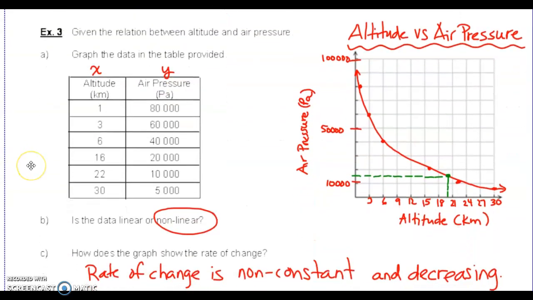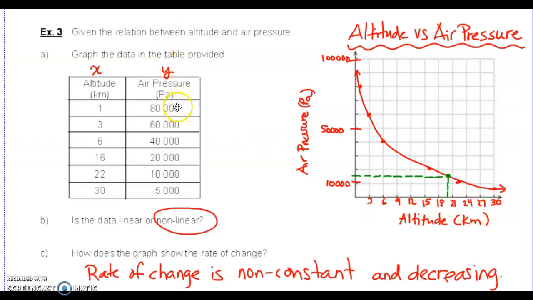Example 3. You are presented with a table of values, and it represents the relation between altitude and air pressure. We want to graph this information on the grid provided. So whenever you're presented with a table, your first column always represents x, your second column always represents y. So the first thing I'm going to do is choose an appropriate interval. I'm plotting the point 1 in 80,000, so I'm clearly not going to go up by 1s on my y-axis, right? So my x's, I'm going to be plotting 1 to 30, so I'm going to choose to go up by 3s. Okay, you could have gone up by 5s if you wanted to.